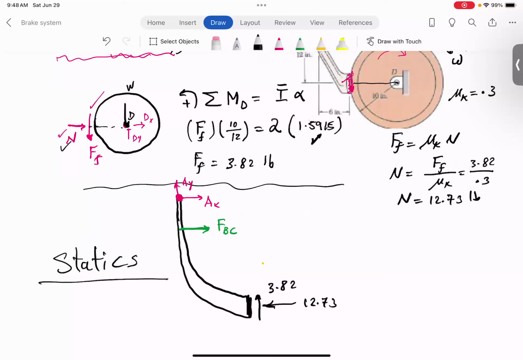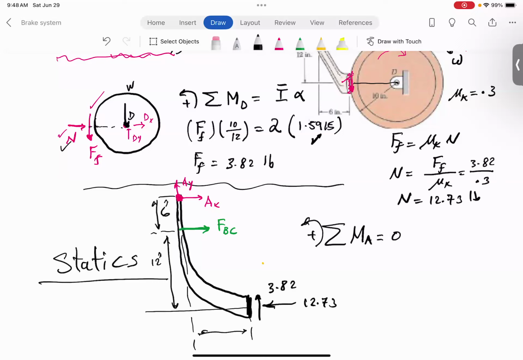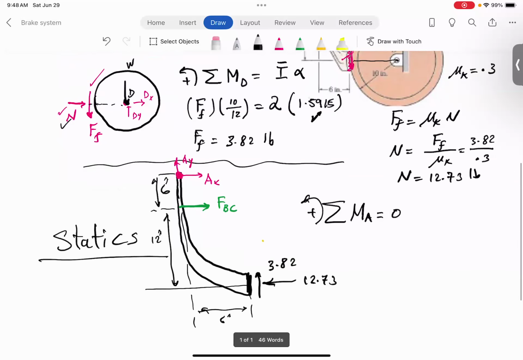And then as you can see, this is really a static problem, right? All you have to do is take moment about A and set it equal to 0. You have all the dimensions. This is, for example, 6 inches. This, I believe, is 12 inches. We have the picture right there. And this is also 6 inches. By the way, as you use the moment equation, F times D, the unit is not important here because you're consistent, you're multiplying pounds by inches. But before, we had to be careful because of the unit of the mass moment of inertia.